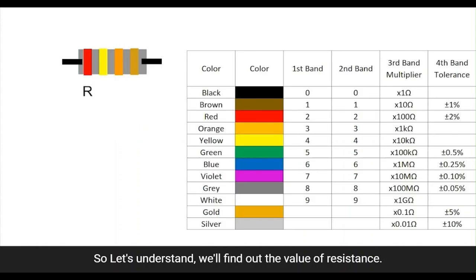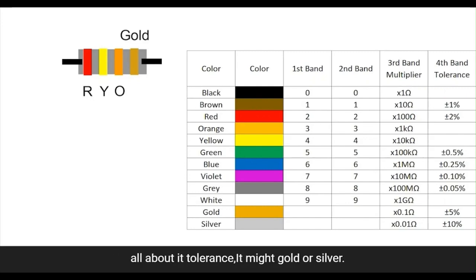So let's find out the value of a resistor. The first color is red and the second color is yellow, and let's say the third color is orange. And the last color is all about the tolerance. It might be gold or silver. There might be no color as well.